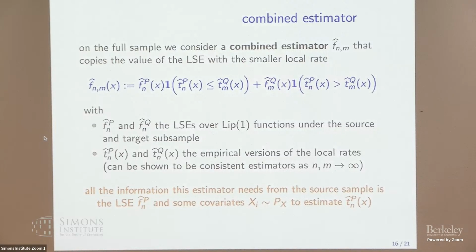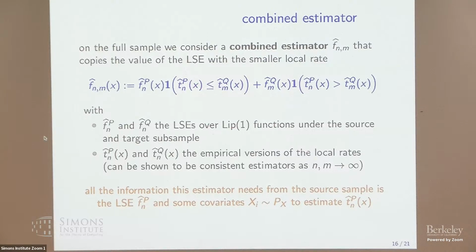Well, the proposal is: we know the local rates. So at every point x, we look at which of these estimators, the one from the source distribution or the one from the target distribution, has the smaller local rate. And then that's what we take in our combined estimator as the estimate at this point. That gives an additional difficulty because the local rates also depend on the design distributions, and we have to estimate them from the data. So they become T_n hat P and T_m hat Q.